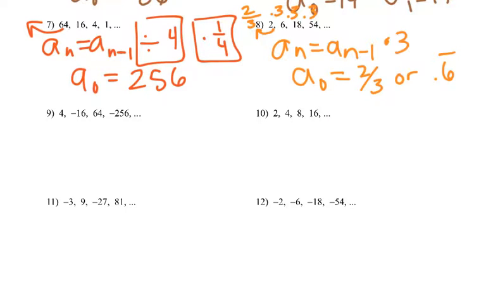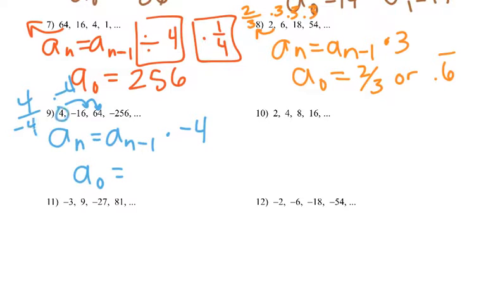All right, number 9. So 4 to negative 16 to positive 64 to negative 256. When it goes positive to negative like that, back and forth, that's a pretty good indication it's not arithmetic. So let's check to see if it is geometric. So 4 to negative 16, we'd times by negative 4. If I times negative 16 by negative 4, that does take us to positive 64. That's our growth. A sub n equals a sub n minus 1 times negative 4. Okay? Then a sub 0 equals, well, if I go 4 divided by negative 4, it's negative 1. So we start off at negative 1.